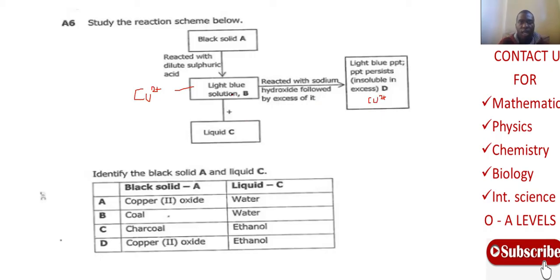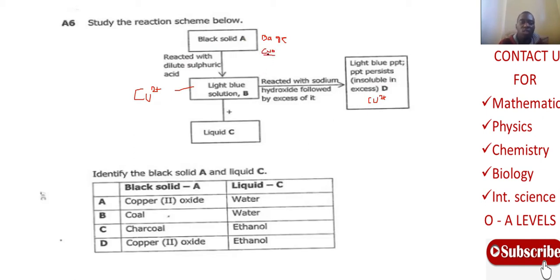Then they are saying this is a black solid which was able to give a light blue solution. Now, a solution can be a salt, and a salt also produces water. So this is a neutralization reaction that we are talking about. So basically, this is a base. A base which is a solid has to be an oxide. So definitely here, we are talking about copper(II) oxide.